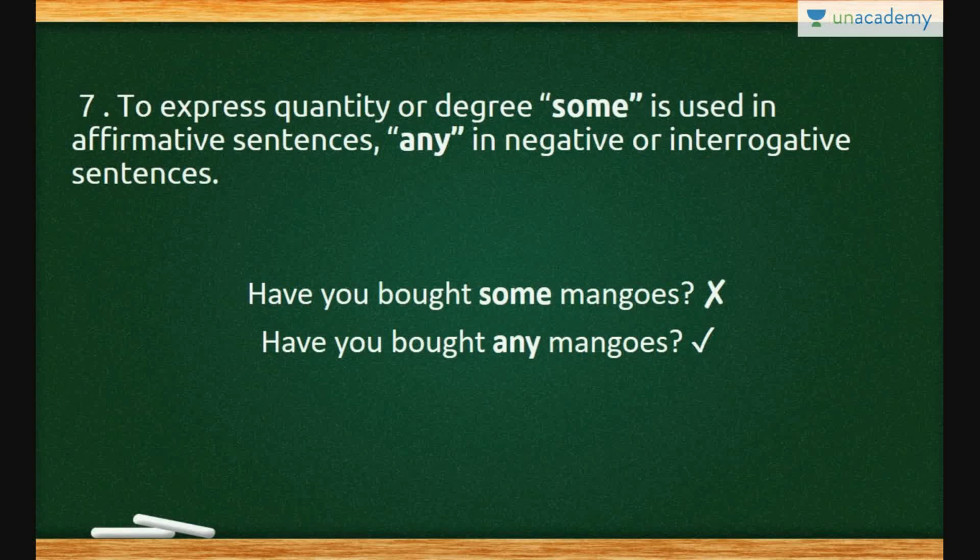So let's begin. The first rule states that to express quantity or degree, some is used in affirmative sentences and any is used in negative or interrogative sentences. So let's look at the examples. They'll give you a better idea. Have you bought some mangoes? Now notice this is an interrogative sentence. So we don't say some mangoes, we say have you bought any mangoes? That means have you bought any mangoes at all?